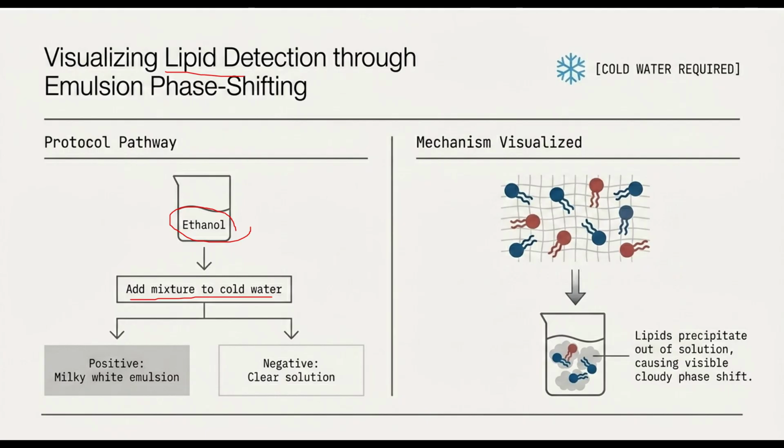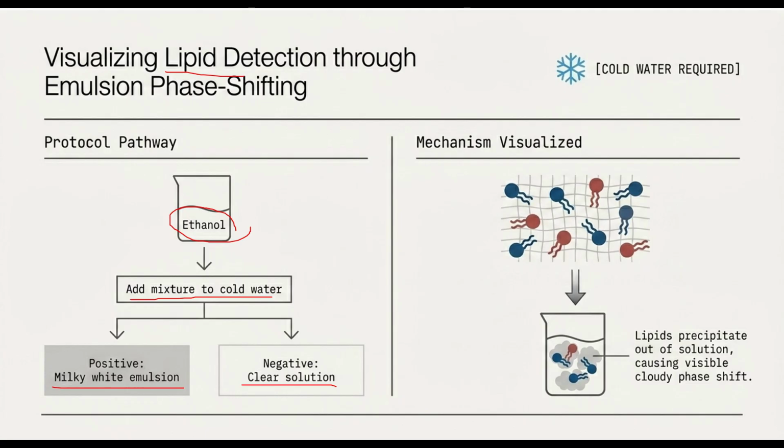If lipids are present, a cloudy white emulsion forms. So there will be a milky white emulsion if there are lipids. If not, the solution remains clear. So if there are no lipids, the solution will remain clear. Got it?